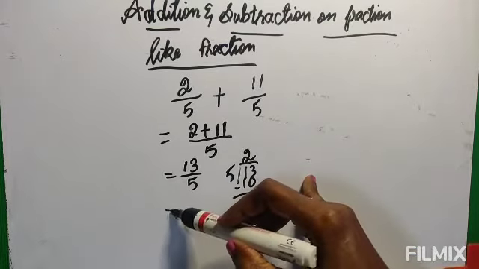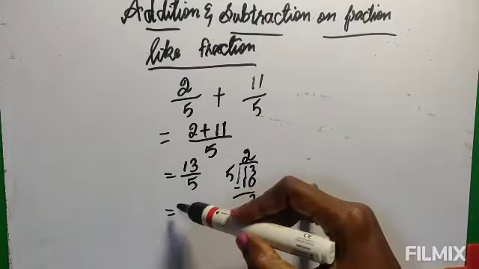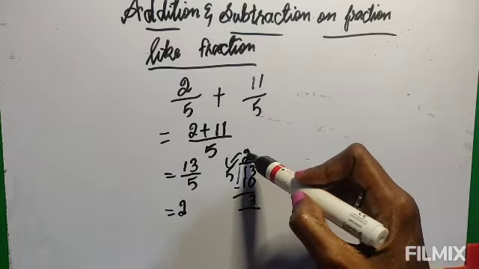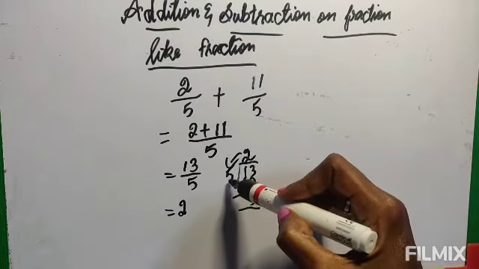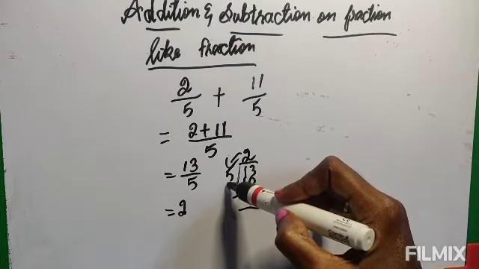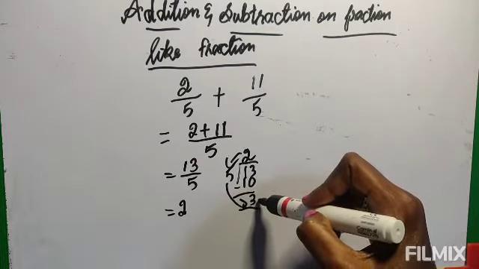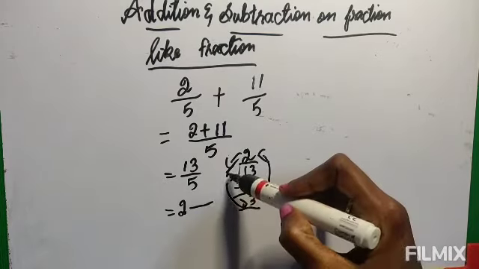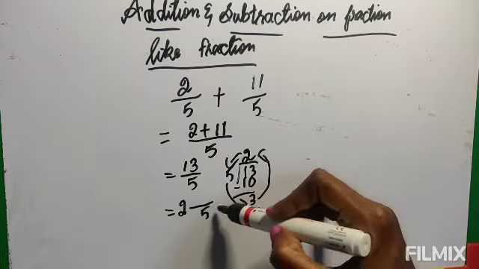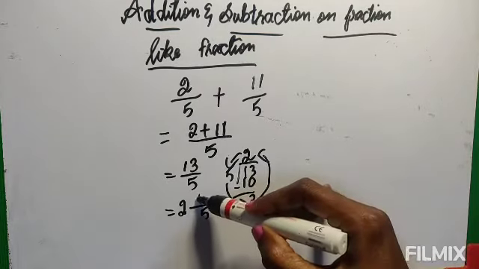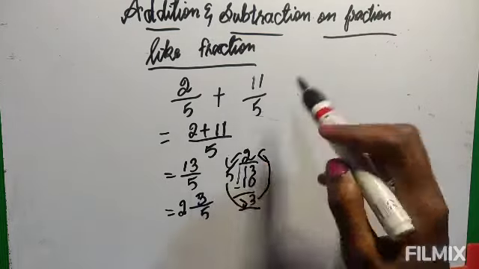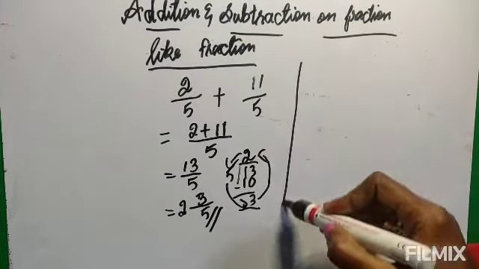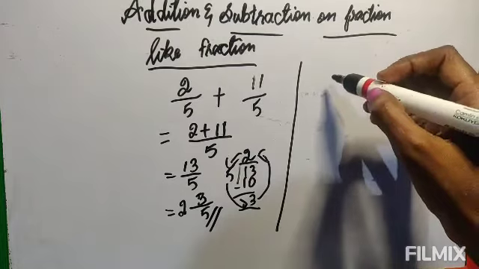So when you write it as a mixed fraction, I told you, this 2 on the top will come to the side. And this 5 will stay down, and this 3 will go up. So 5 will be down, and I am writing 3 on the top. So this is the way we finish. Okay, so this is addition.